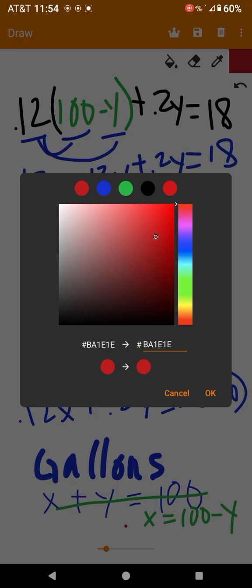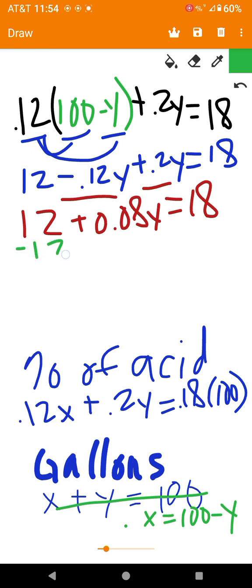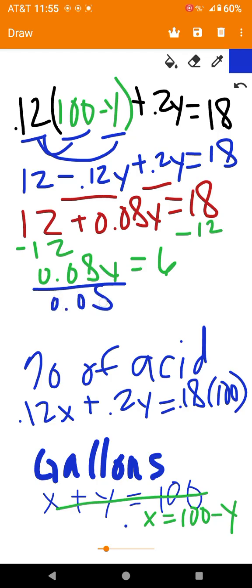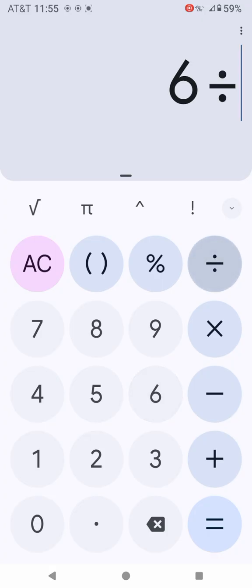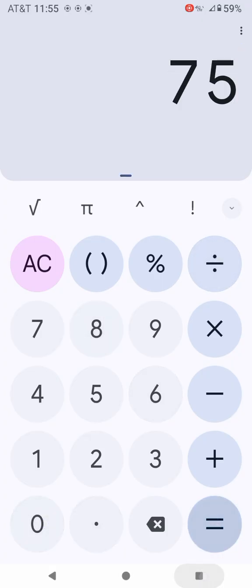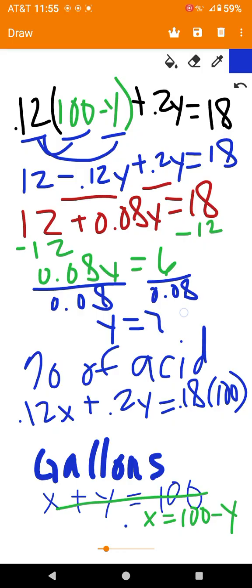And then we're going to subtract 12 from both sides. And we're left with 0.08y equals 6. And we divide by 0.08. And that's going to be y equals 75. So y is equal to 75.